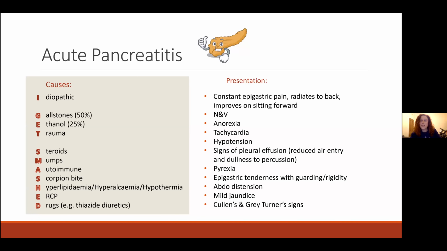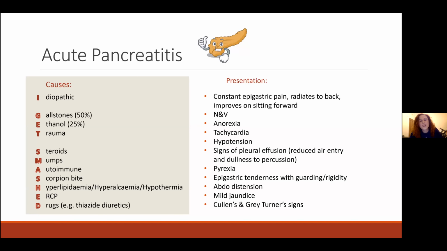Most commonly this is on the left, and this is caused by the pancreas swelling beneath the diaphragm, and then this pushes up against the lungs and blocks the lymphatic drainage, and therefore the lymph collects in the lung. So that's something I didn't know personally.